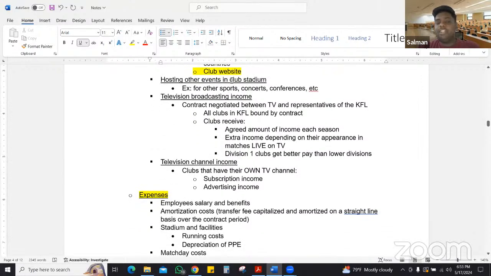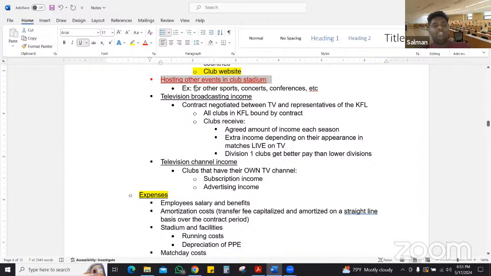Hosting other events in the club stadium. Now, the company can also earn money by hosting other events in the club stadium. Even though the stadium is owned by the football club for the purpose of running football competitions, the club can provide the stadium for other events.